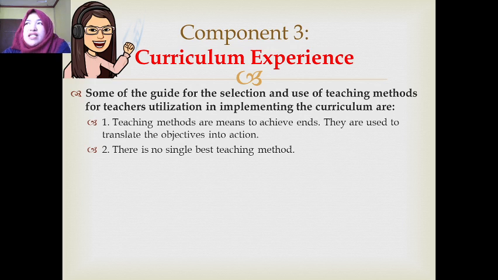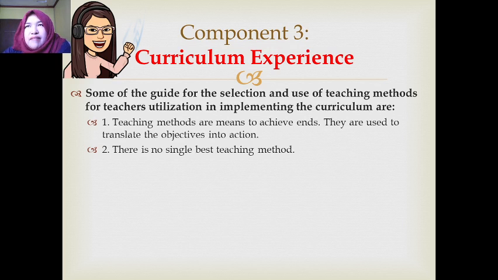Meron din minsan mga bata na mas natututo sila kung meron silang partner. Meron ding klase ng bata na mas gusto niya yung siya lang mag-isa. So, you have to respect that, because kada bata, hindi iisa lang yung teaching method na magagamit mo. So, there is no single best teaching method.